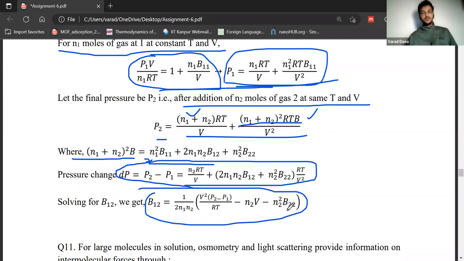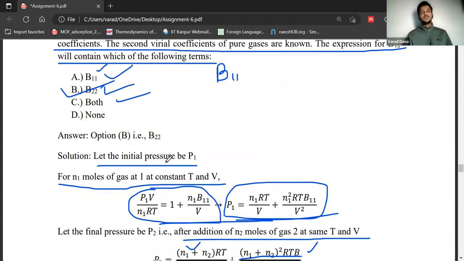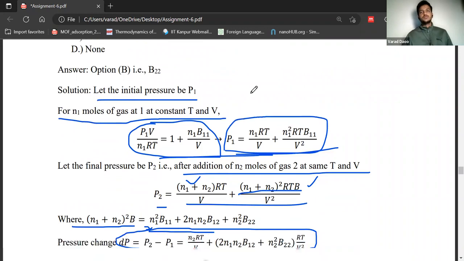So here you see that the only term is B22. There is no B11, right? The correct answer is option B, B22. If anybody of you has any doubt, you can ask. And for those who want to write, they can write. So I'll wait a couple of minutes for you to understand.